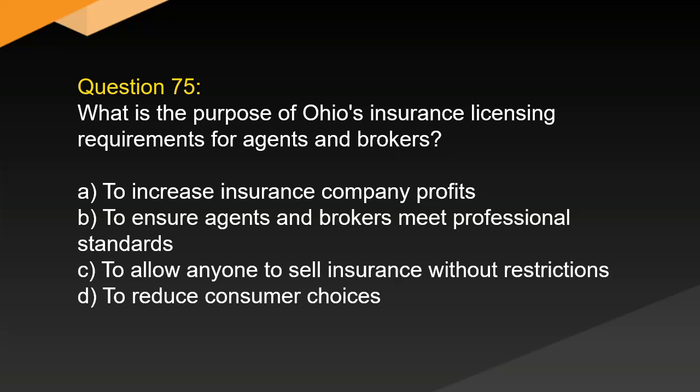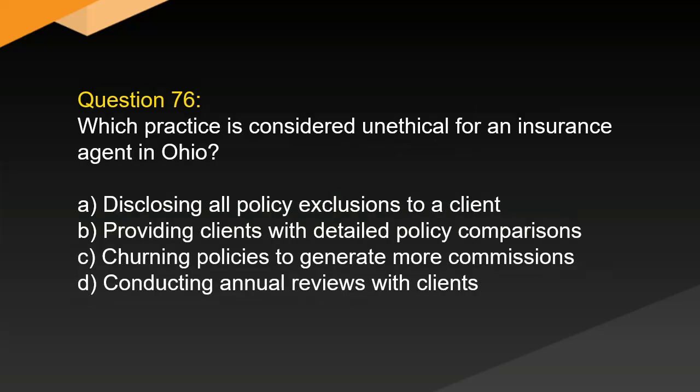Question 75. What is the purpose of Ohio's insurance licensing requirements for agents and brokers? A. To increase insurance company profits. B. To ensure agents and brokers meet professional standards. C. To allow anyone to sell insurance without restrictions. D. To reduce consumer choices.